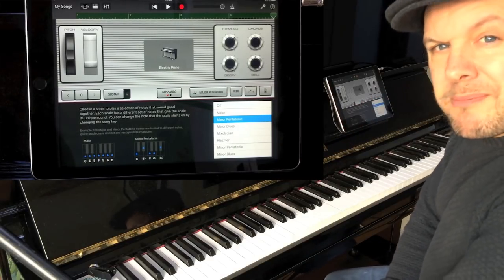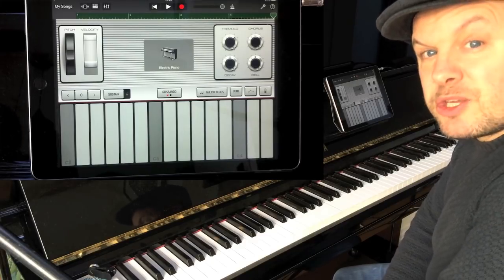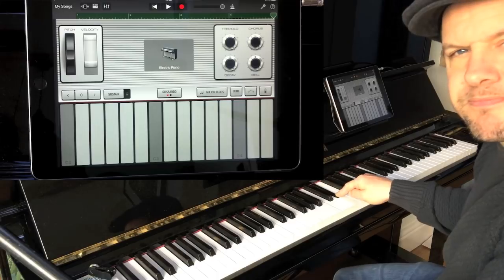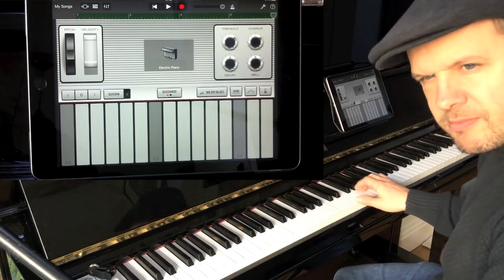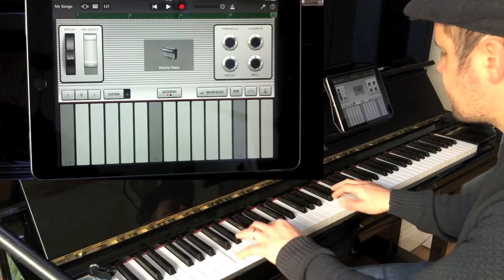Moving on, we've got the major blues. Now, this is essentially the major pentatonic but with an extra note. And it's this one here, the sharpened second note. It gives it that sort of jazzy edge.